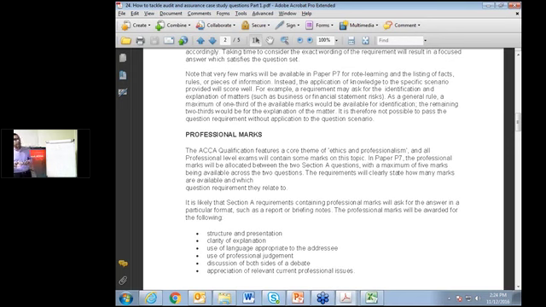So let's have a look at what you see here on the professional marks, right on the screen in front of you. It says the ACCA qualification features a core theme of ethics and professionalism, and all professional level exams will contain some marks. In paper P7, the professional marks will be allocated between the 2 Section A questions with the maximum. When this was written, that's how it used to occur. Now you have the 4 full professional marks in either question 1 or question 2. The requirement will clearly state how many marks are available and which question requirement they relate to. It is likely that the Section A requirement containing professional marks will ask for the answer in a particular format, such as a report or briefing notes. The professional marks will be awarded for the following.